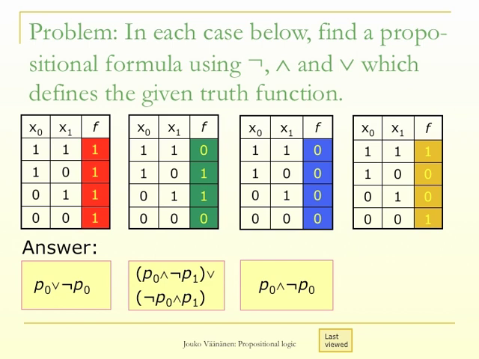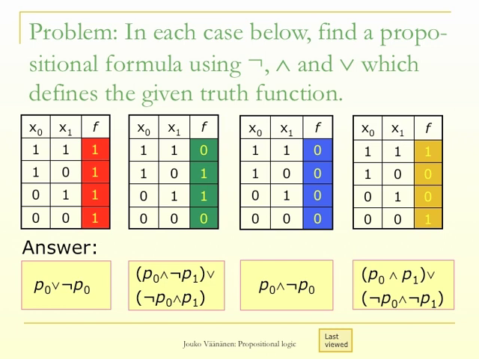There are two one rows, the first and the fourth, so we build a disjunction of two formulas. The first disjunct is p0 and p1, and the second disjunct is not p0 and not p1. So the formula is (p0 and p1) or (not p0 and not p1). Now it remains to check that indeed this formula defines the given truth function.